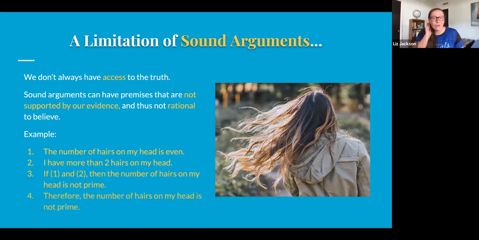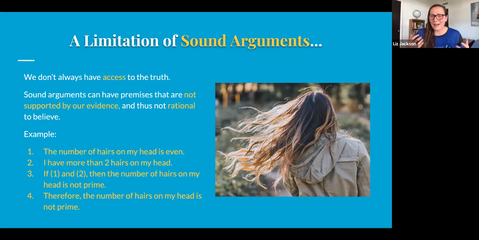Okay, so this argument, as I've lost and gained hairs throughout my life, has been a sound argument at certain points in my life, and at certain points in my life, it's not a sound argument, just depending on whether premise 1 is true and the number of hairs on my head is even or not. But because I'm never going to sit down and count the number of hairs on my head, I'm never going to know whether premise 1 is supported by my evidence or rational to believe. So this is sometimes a sound argument, sometimes not a sound argument.